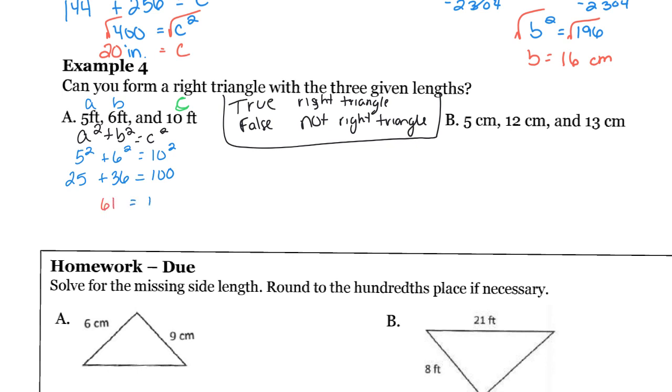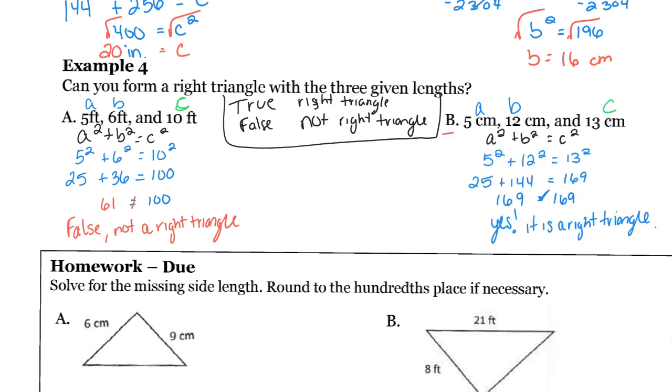Is 61 equal to 100? Hopefully you're saying no. So then this is false. It is not a right triangle. All right, so try B and see if that one is a right triangle. All right, so when I did my formula, I got 169 equals 169. So it is a right triangle.